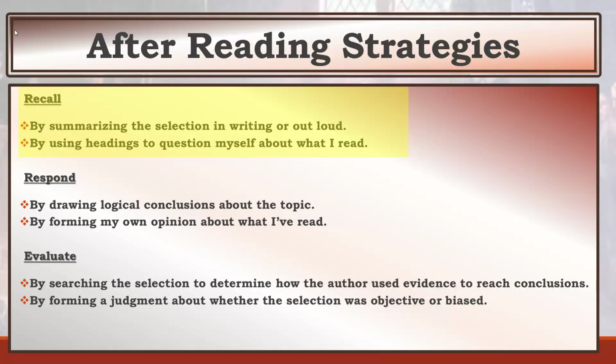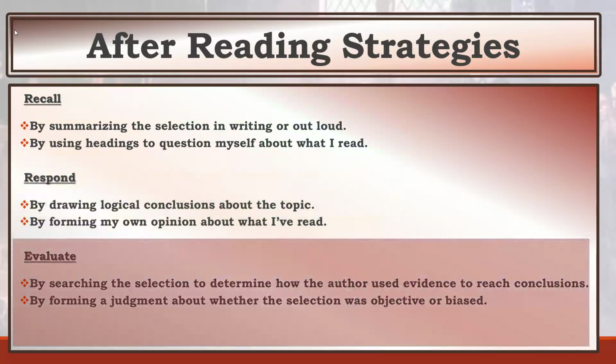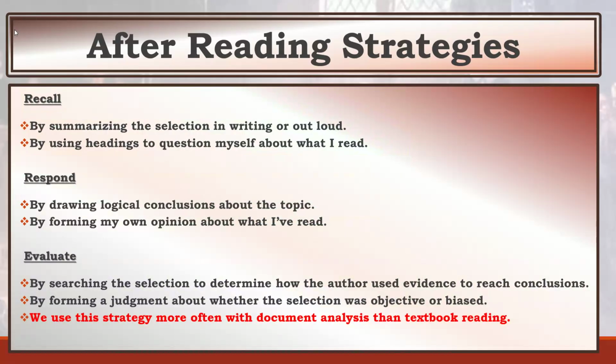After reading strategies, recall's a big one. We're summarizing the selection in writing. We're doing that anyway, right? Using headings to question yourself about what you're reading is a good thing to do, even in the before reading activity. Responding means drawing logical conclusions about the topic, forming your own opinion about what you've read. You do that with the reflection activity at the end, which we'll get to later. And evaluate: search the selection to determine how the author used evidence to reach conclusions, forming your own judgment about whether the selection was objective or biased. Again, we tend to do that more with document analysis, but you can also do it with textbook reading. Let's point that out.